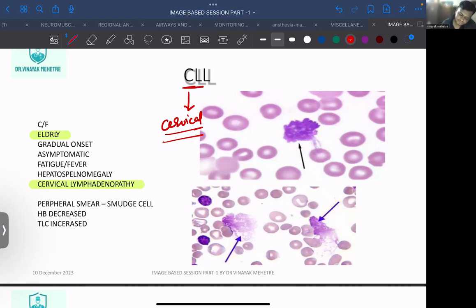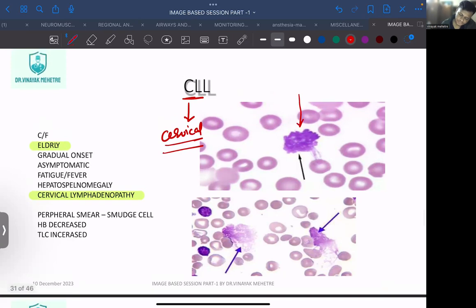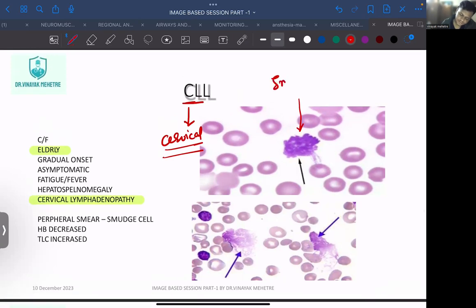What is the name of the cell? The cell name is smudge cell. This is also called parachute cell. Okay, understood? Cervical lymphadenopathy is CLL, right?